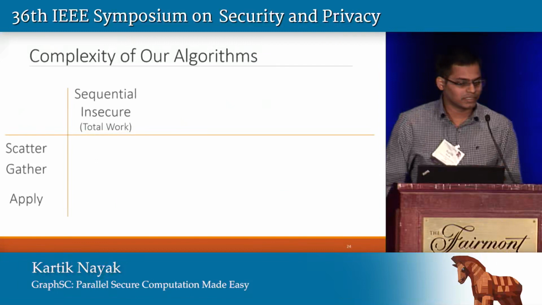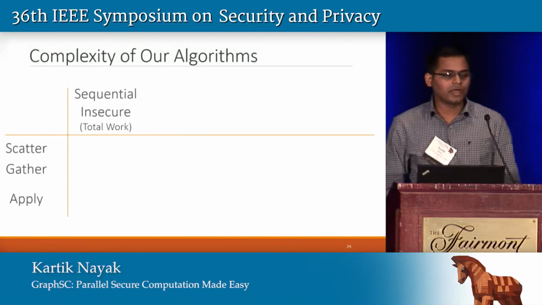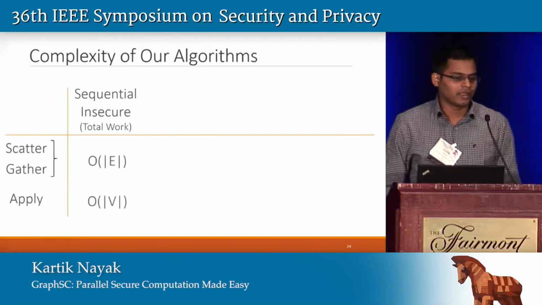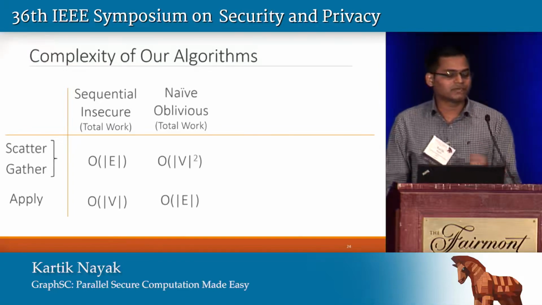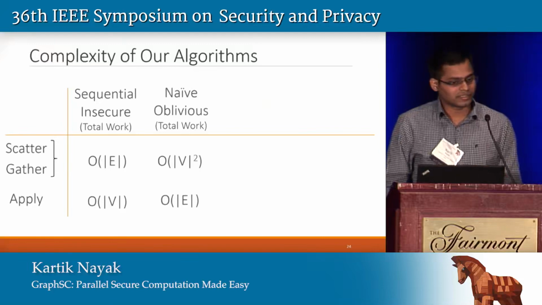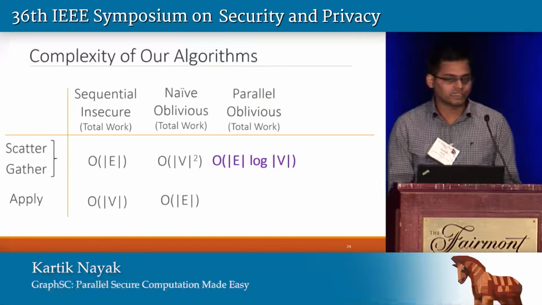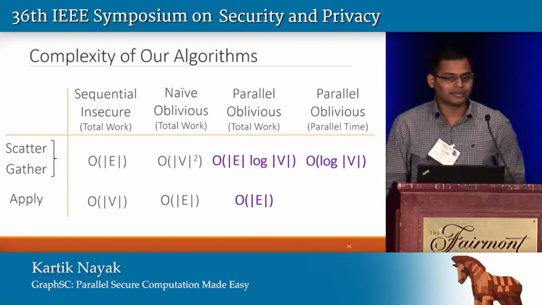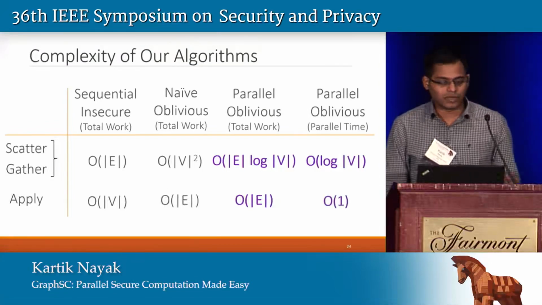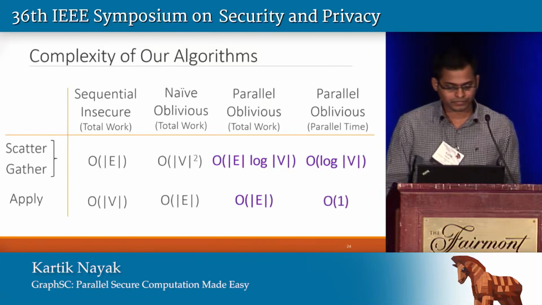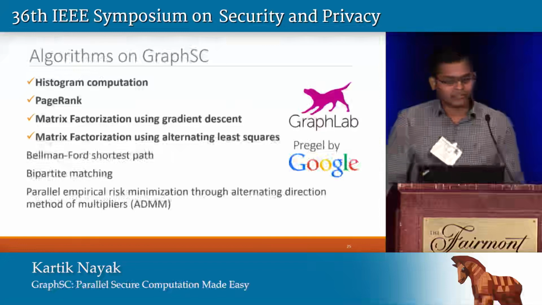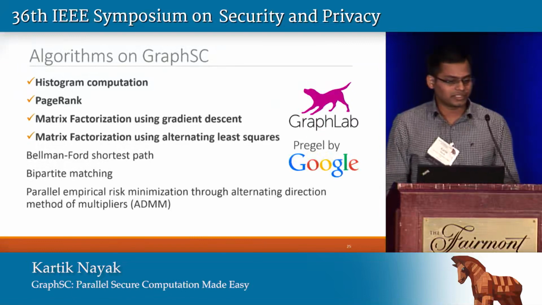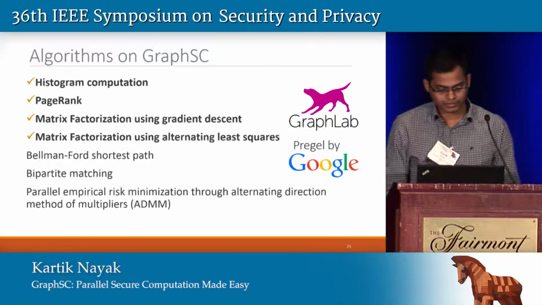To quickly summarize the complexity of these primitives, if you had one processor in the insecure setting, scatter and gather can be performed in order E time, whereas apply can be done in order V time. A naive oblivious solution in comparison would take order V square time, which is an order V blow up for sparse graphs. In our solution, we just have an order log V blow up, and for apply, we take order E time. And since we have a parallel solution, the depth of a computation circuit is order log V. And for apply, it is a constant. A large number of algorithms can be implemented on our framework, and we have implemented the first 4 in this list, namely histogram computation, page rank, matrix factorization using gradient descent and alternating least squares.